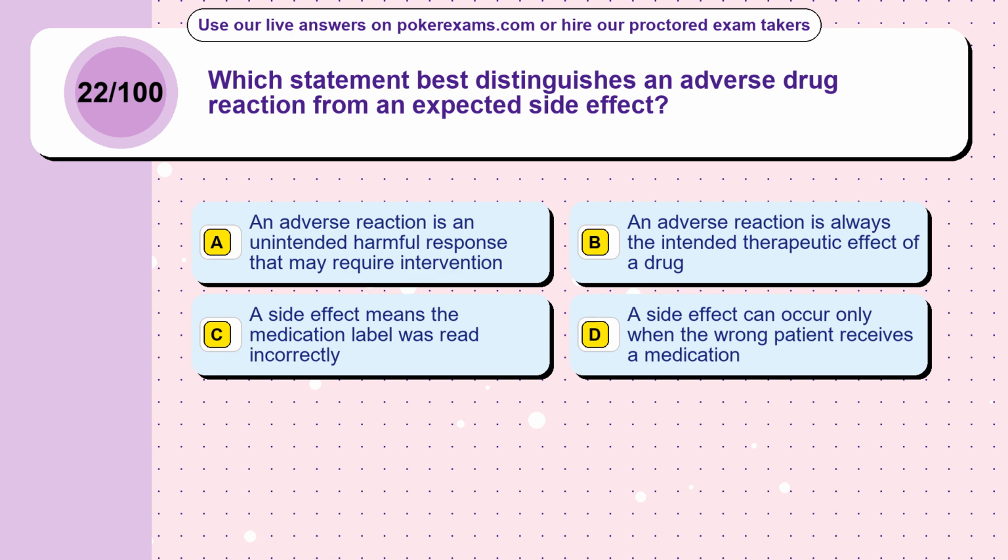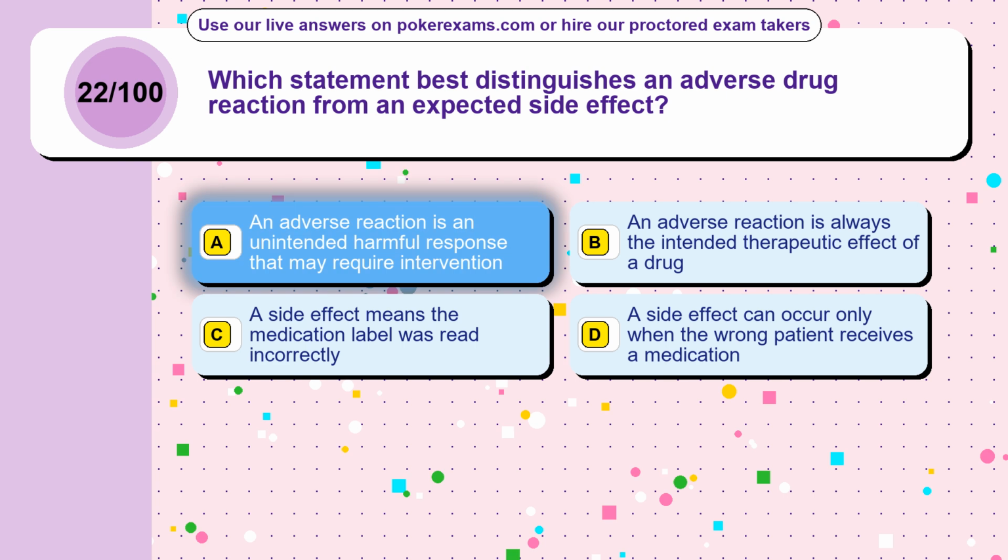Question 22. Which statement best distinguishes an adverse drug reaction from an expected side effect? Option A. An adverse reaction is an unintended harmful response that may require intervention. Option B. An adverse reaction is always the intended therapeutic effect of a drug. Option C. A side effect means the medication label was read incorrectly. Option D. A side effect can occur only when the wrong patient receives a medication.